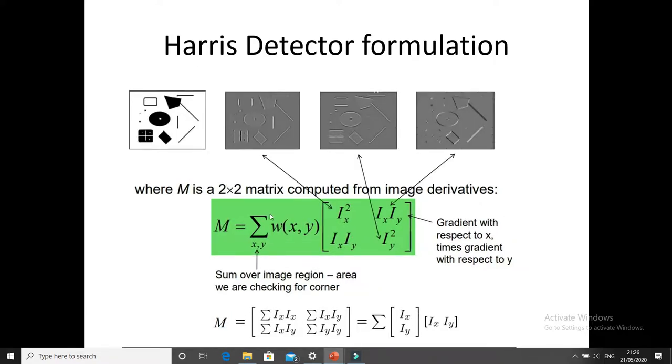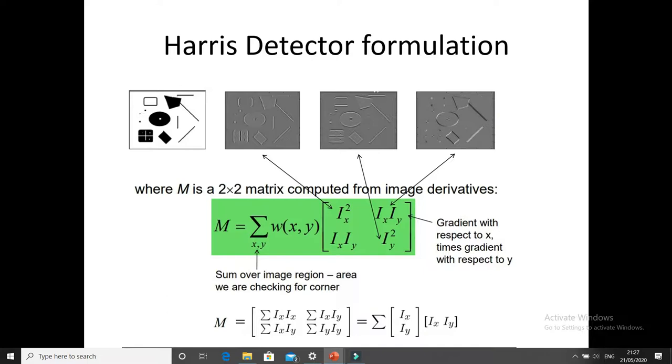And we can see some examples here. Ix squared is the gradient along the x direction; this is our image, and if we take the gradient along the x direction and square it, we get this image. And this is for Iy, and this is the multiplication of Ix and Iy. And this sum over some image region is what we take for the corner. As I said earlier, w(x,y) is some window function, or it will give us some image region.